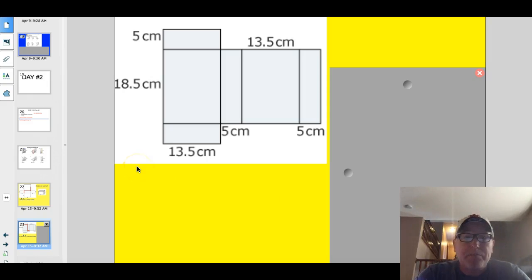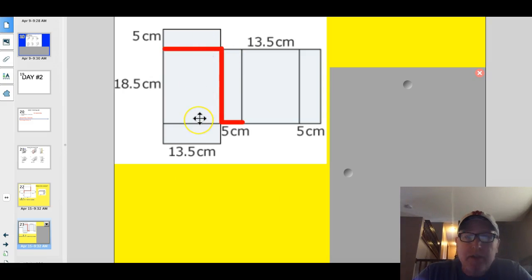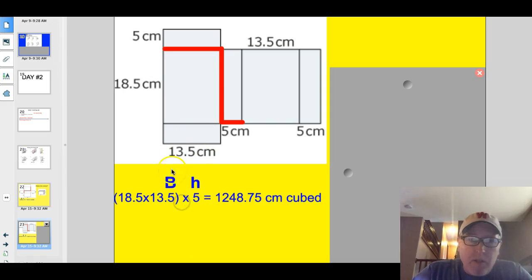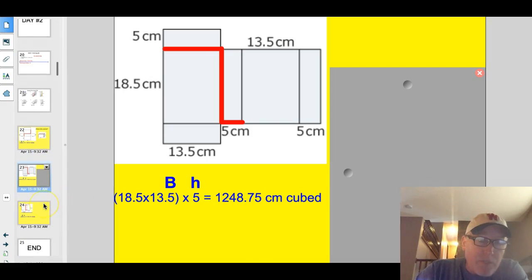Why don't you try this one here? You want me to put that thing in for you? All right, see if I can find it. There it is. All right, well, let's take a look here. The base would be 18.5 centimeters high, and it's 13.5 centimeters wide this way. So here's the bottom of the base, 13.5 times 18.5, and then I just multiply it by the height. Here's my base, here's my height, 1,248.75 centimeters cubed.